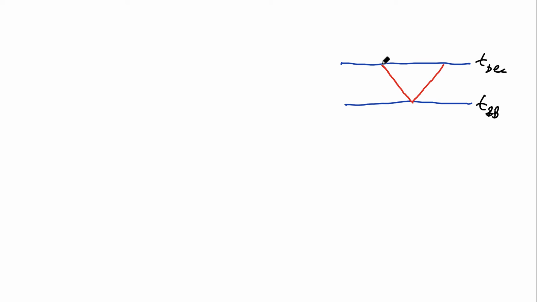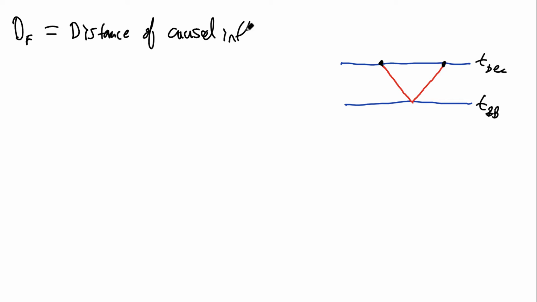So let's compute this distance from this event to this event. Let's call it d sub f. The subscript f refers to the future null cone here. This is the distance of causal influence of an event at the Big Bang. So let's let this have coordinate value r equals 0. This is coordinate value capital R.